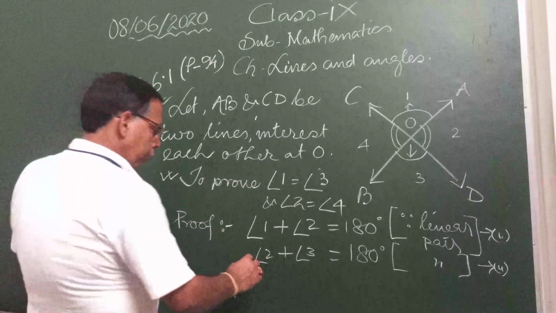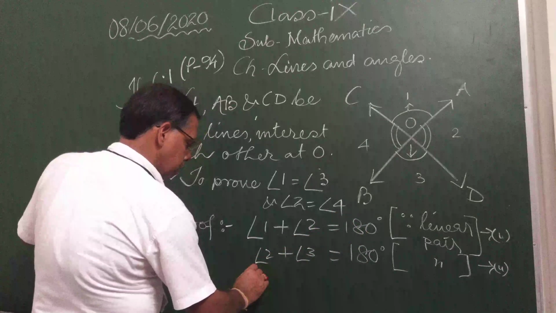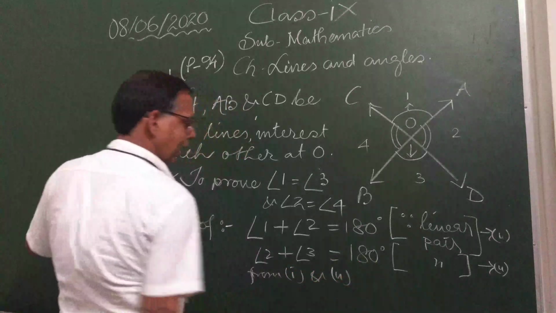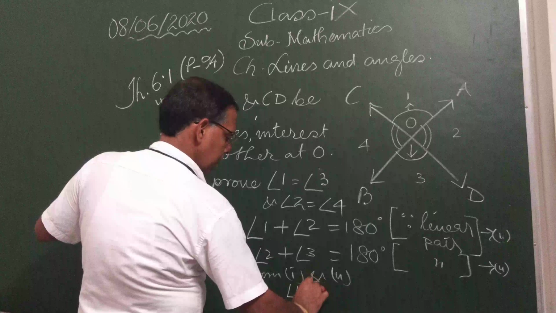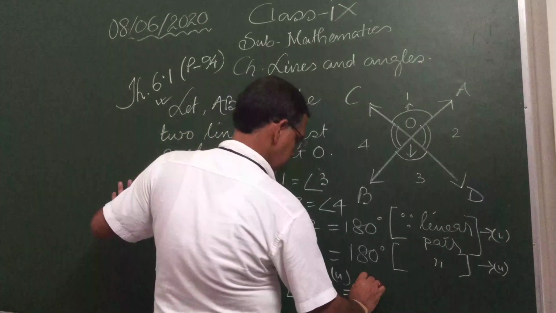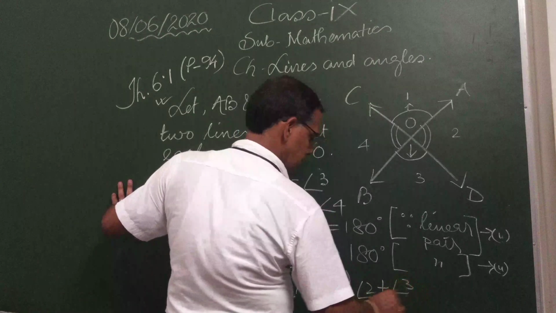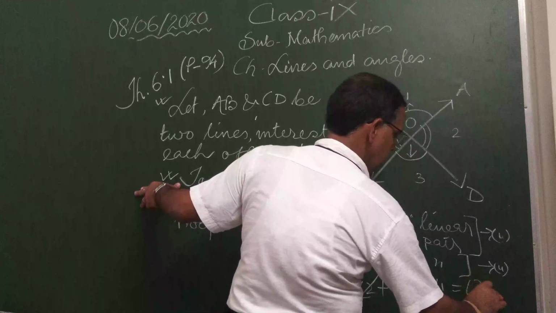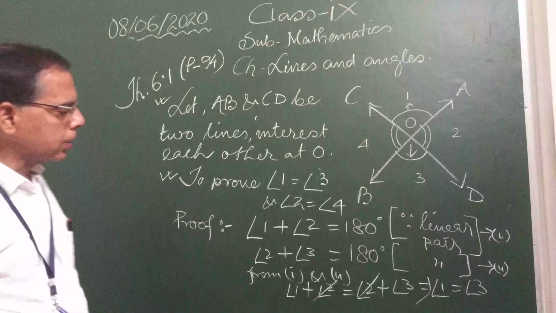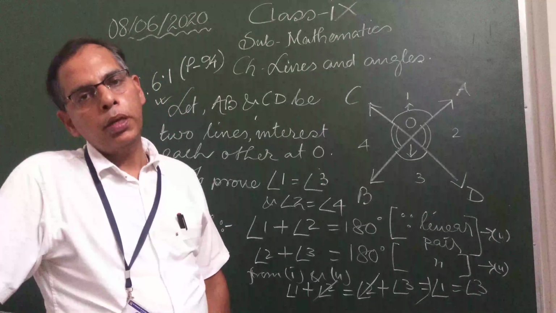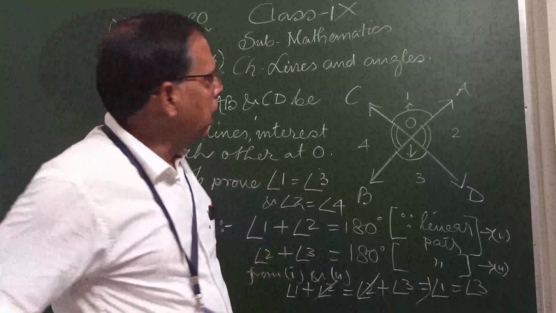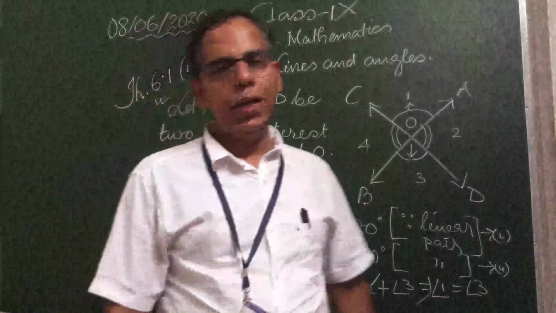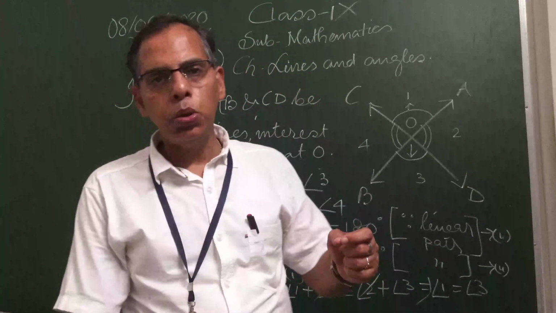Okay. Then from 1 and 2, see both the equations are 180 degrees, 180 degrees. From 1 and 2, what will you get? Angle 1 plus angle 2 equal to angle 2 plus angle 3. So angle 2 is common, cancel. So angle 1 equal to angle 3. That means vertically opposite angles are equal. Now you may think, sir, you have written 2 but you have proved 1. Yes, similarly we can prove that angle 2 equal to angle 4.